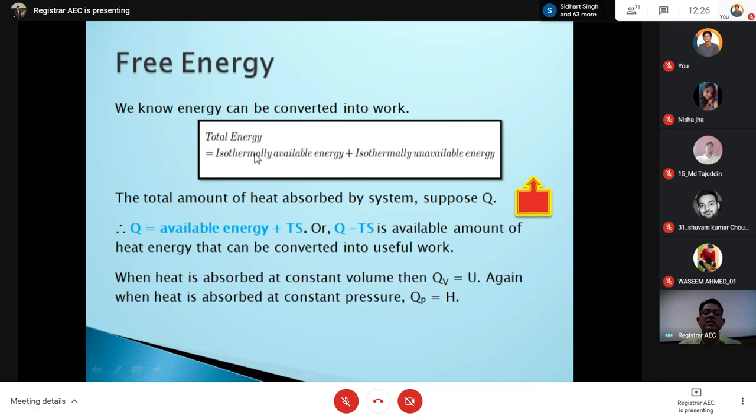So the isothermally available energy at constant volume: Q is converted into U, the internal energy, so it is U minus TS. And the isothermally available energy at constant pressure: Q is converted into H, so it will be H minus TS. Isothermally always indicates that T is constant. The isothermally available internal energy is called the Helmholtz free energy, denoted by capital A. A is equal to U minus TS. And H minus TS, the isothermally available enthalpy, is called the Gibbs free energy, denoted by G. G is equal to H minus TS. So A is equal to U minus TS and G is equal to H minus TS.